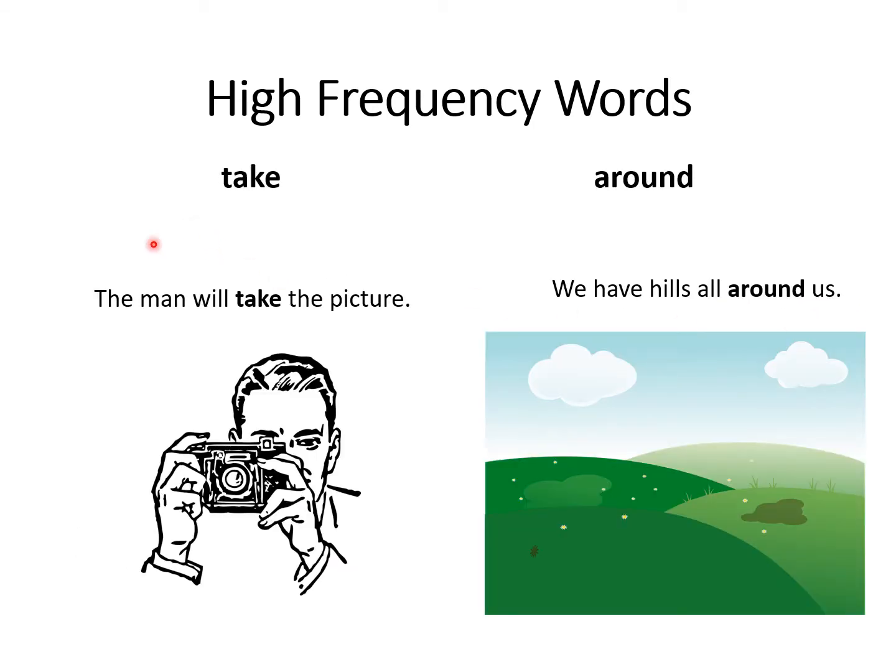Take. The man will take the picture. Around. We have hills all around us. These are hills. You can call them mountains, but they're hills because their curve is softer. You see, mountains tend to be more pointy and they tend to be upwards, like that. That's a mountain. But because this is round, this is a hill. We have hills all around us.